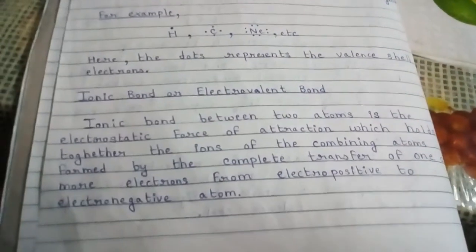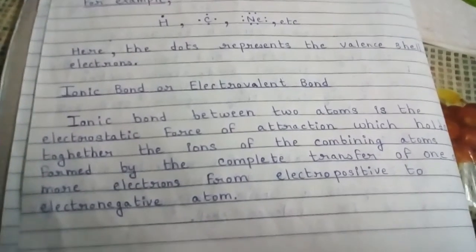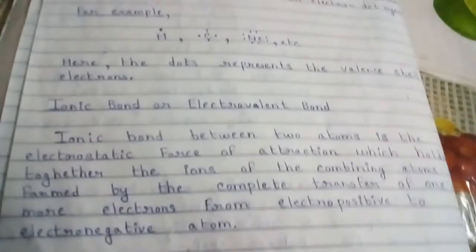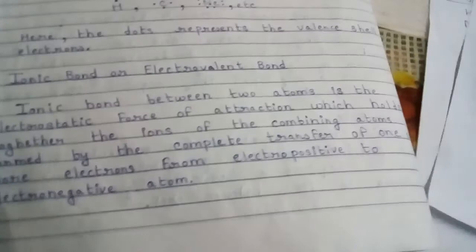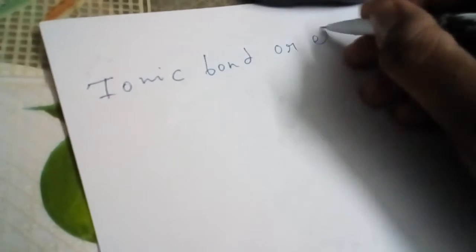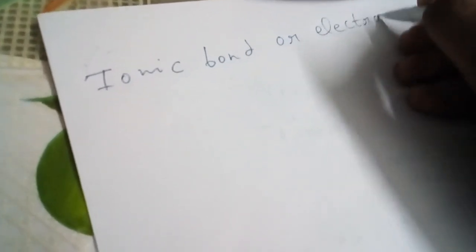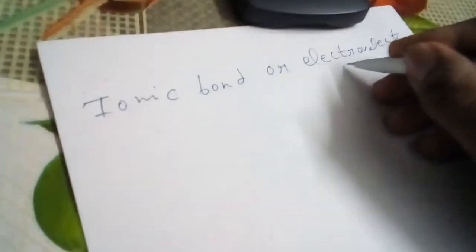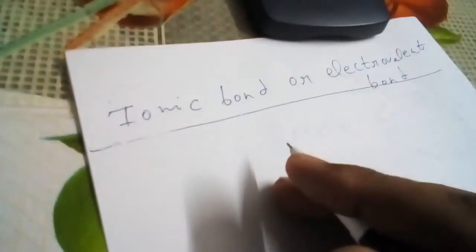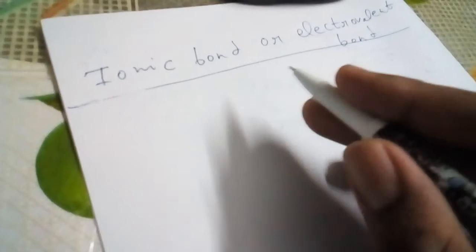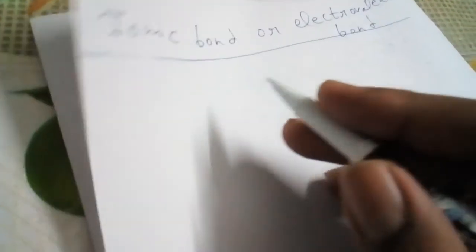Now children, what is an ionic bond? If you cannot understand, let me explain. This is very easy. This is our last topic, and the next topics we will do in the next videos or lectures.